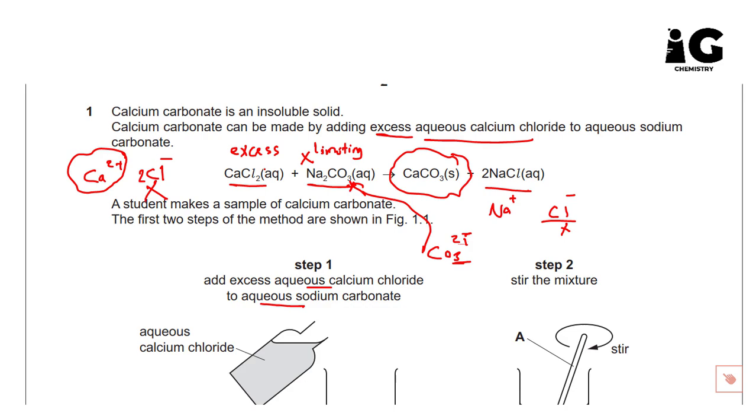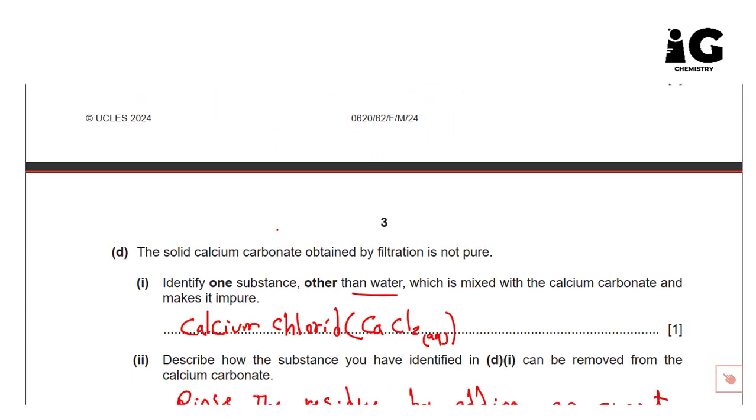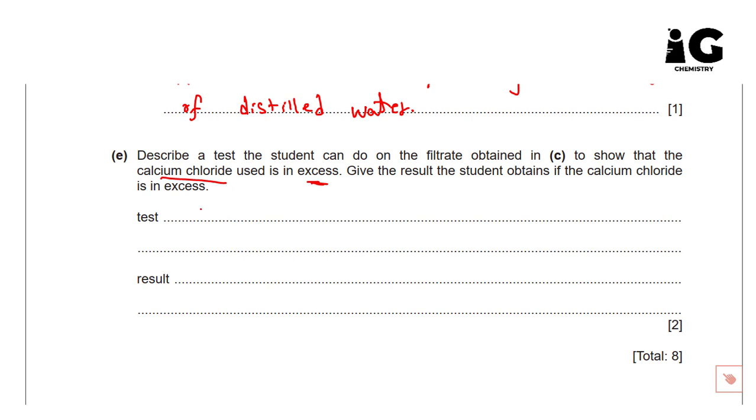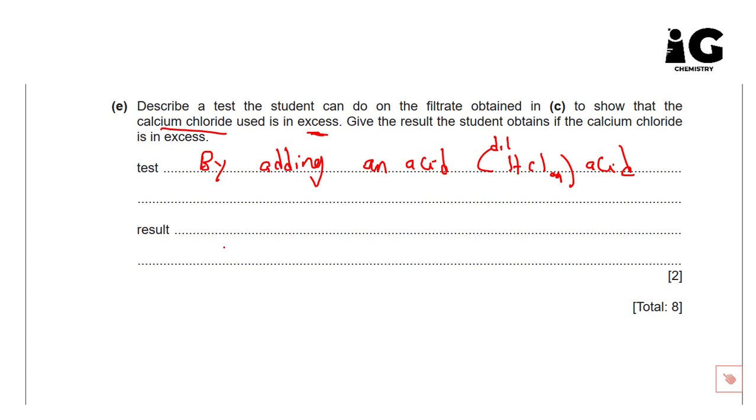Okay, so the test is by adding an acid, for example hydrochloric acid, HCl, aqueous dilute acid. The result should be negative, and negative means no carbonate, so we could say no effervescence, or also you can say no fizzing.